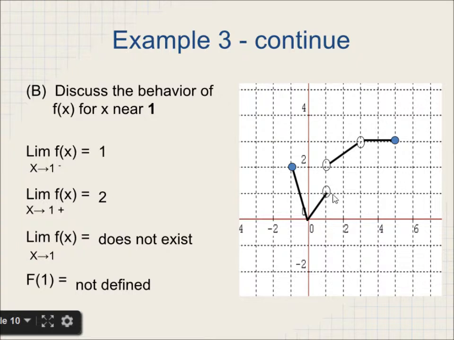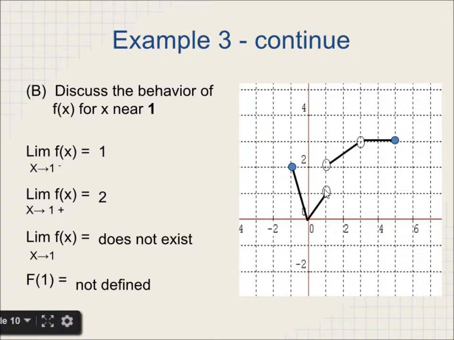Now let's see if x goes near 1. So where is 1? Here. Since here is a circle but not a dot, that means 1 is not included. As x approaches 1, y also approaches 1, because when you draw a straight line to the y-axis, this is 1 and this is 2. So as x approaches 1 in this graph, y also approaches 1.